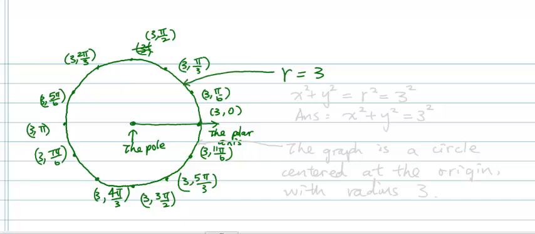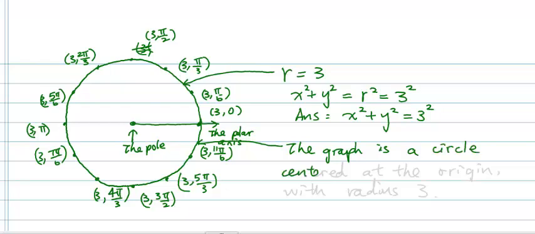We will also do the conversion using the algebraic method. We square the equation r equals 3 to get r squared equals 3 squared. From the theorem in the book, we know r squared is the same as x squared plus y squared. Then we have our answer, x squared plus y squared equals 3 squared. We look at the graph. The graph is a circle centered at the origin with radius 3, which agrees with the answer. So our answer is correct.